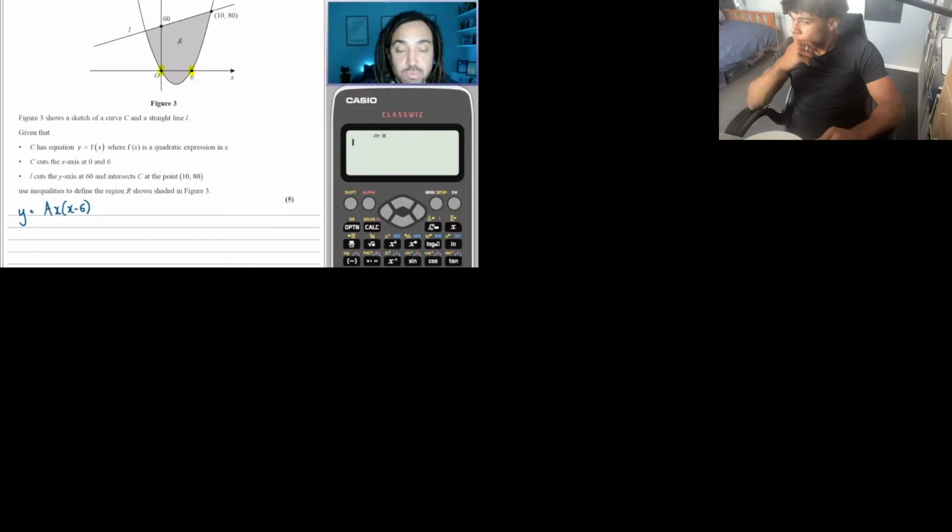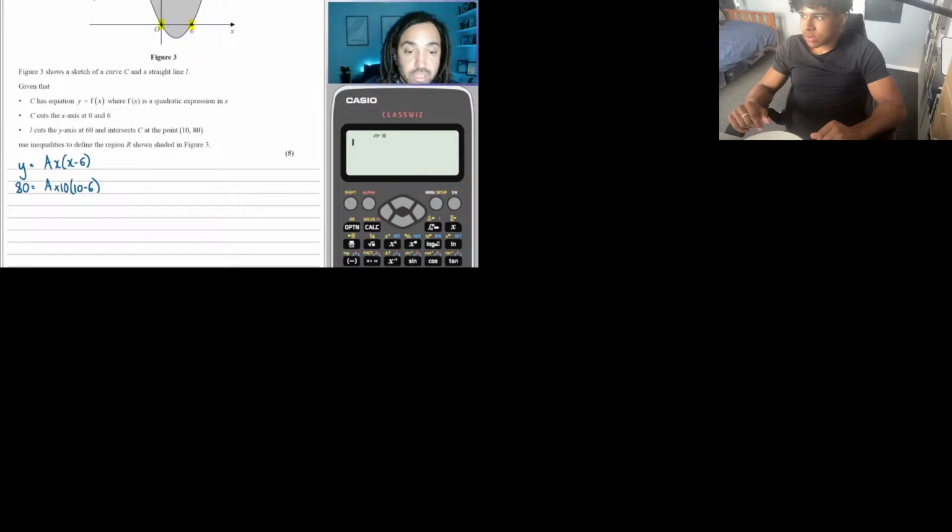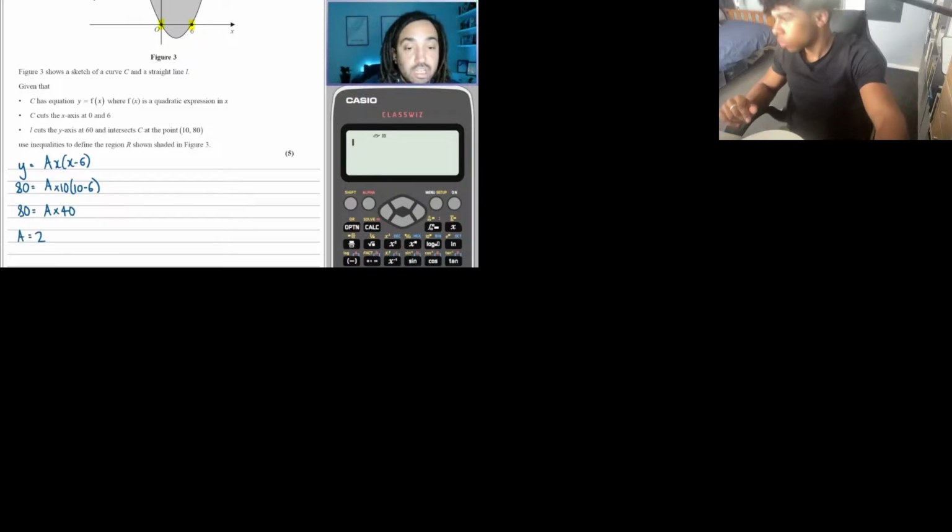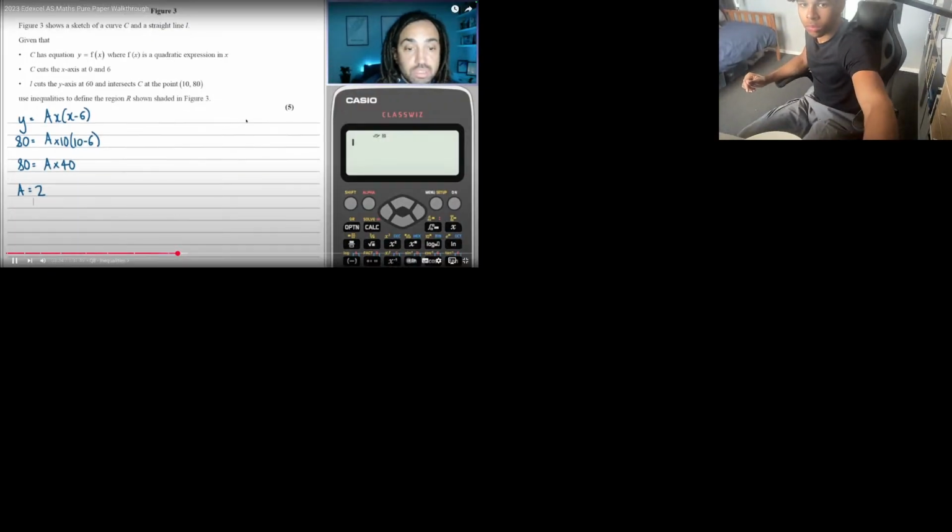So we don't know exactly what we could actually multiply it by, but we do have a point which is on the quadratic. So that is going to give us enough information to be able to substitute in and then work out what the a value is. So I'm just subbing in that point 10, 80 because I know it's on the curve. So this is going to give me 80 is equal to a multiplied by 40. So we can see here that a is equal to 2. So that's great. That means that I know for certain now what that quadratic is.